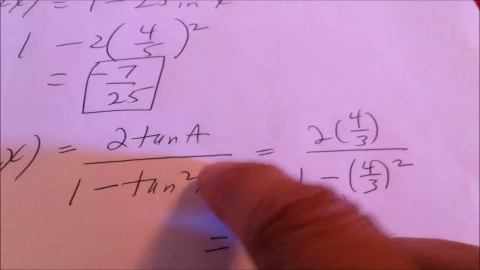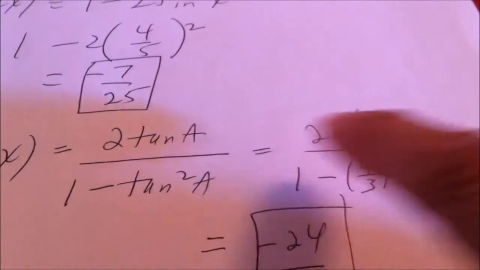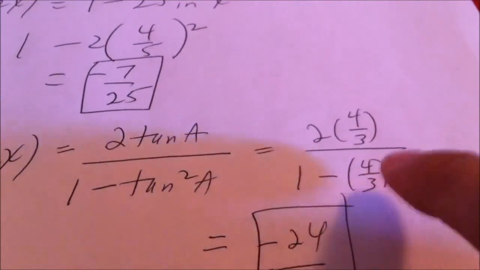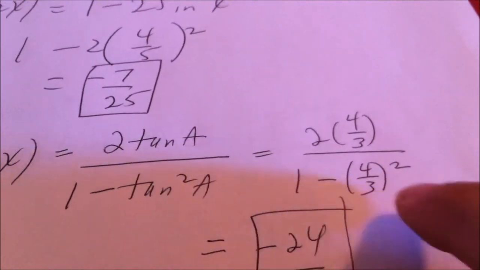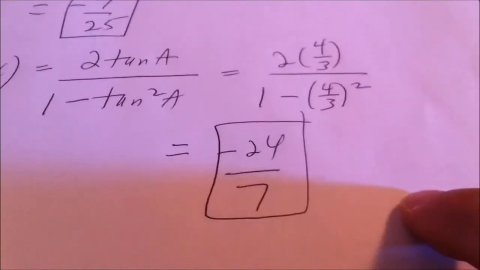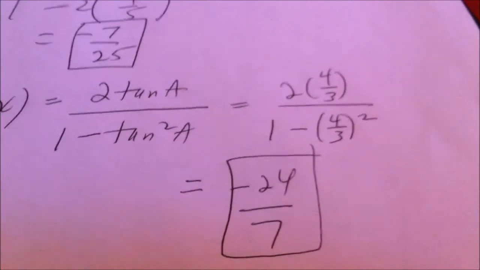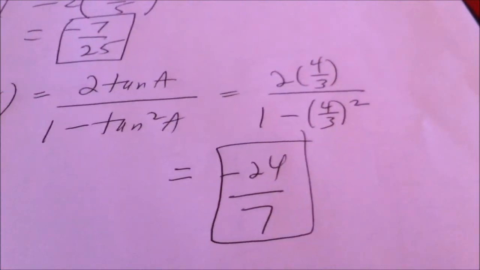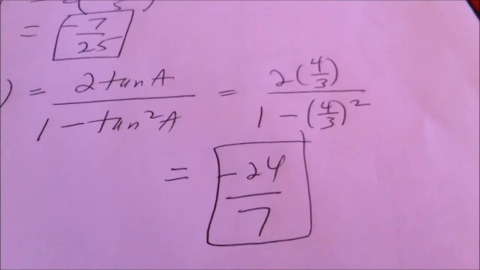So wherever I see tangent A, I put 4/3. It's 2 times 4/3, over 1 minus 4/3 quantity squared, just like we talked about before. Type it all into the calculator using the fraction feature, and you get your -24/7. Sorry about that confusion. Bye.